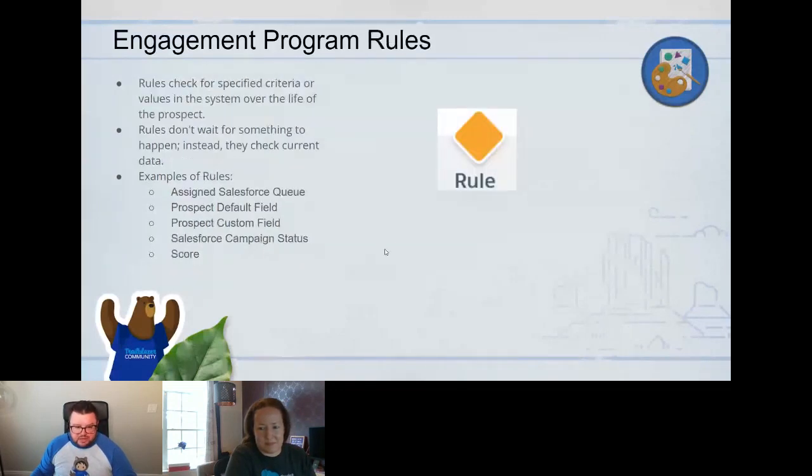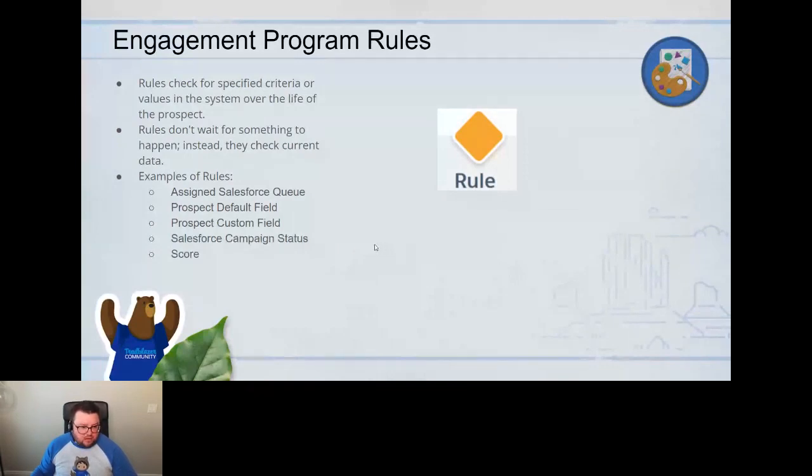The third part of this, as I mentioned earlier, is rules. Rules look for specific criteria or values in the system over the life of the prospect. Rules don't wait for something to happen. Instead, they check current data. So at the point that they hit this rule, are they a member of this list? Do they have this value in the field? Are they a member of this campaign? Is their score at least this? Whatever it is, it's looking at that moment in time whether they meet the criteria of this rule.